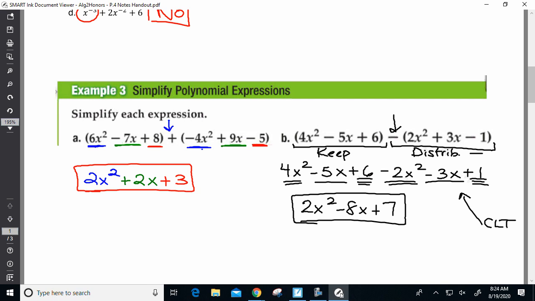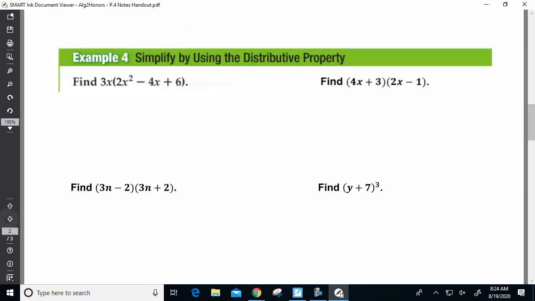So let's move on to multiplying. So multiplying exists in a whole bunch of ways. Most of these ways involve distributive property. So problem 1, 3x times 2x squared minus 4x plus 6, basic distributive property problem.